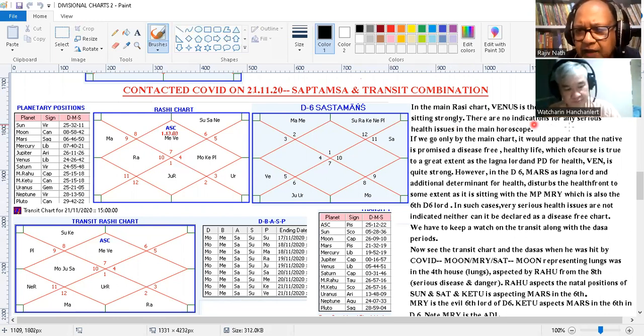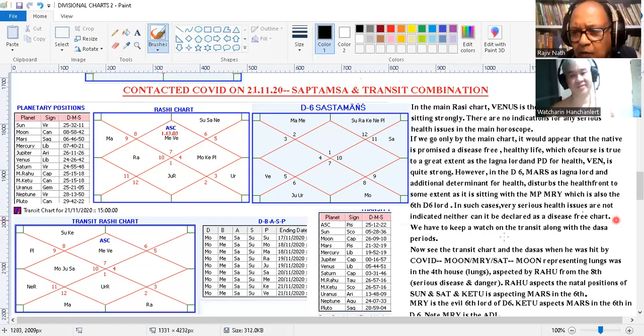There are no indications for any serious health issues in the main horoscope. If we go only by the main chart, it would appear that the native is promised a disease-free, healthy life, which of course is true to a great extent, as the Lagna Lord, prime determinant for health, Venus is quite strong. However, in the D6, Shashtamsa, Mars as Lagna Lord, an additional determinant for health, disturbs the health front to some extent, as it is sitting with the malefic planet Mercury, which is also the Lord of the sixth house in the D6. In such cases, very serious health issues are not indicated, neither can it be declared a disease-free chart.